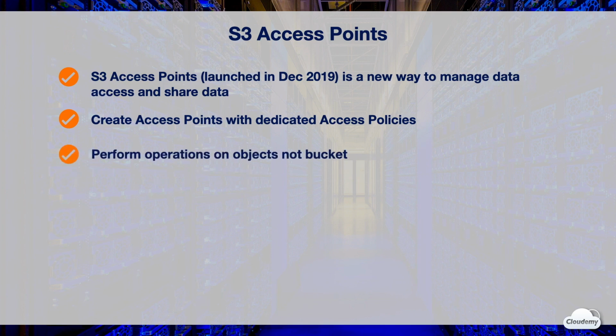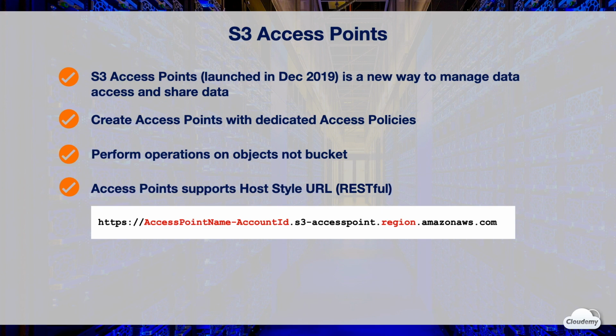With access points, you can only perform operations on objects, not on the bucket. For instance, you can only get object or put object, but you cannot modify or delete the bucket using access points. You can access S3 access points via REST API. Access points only supports the host style URLs.